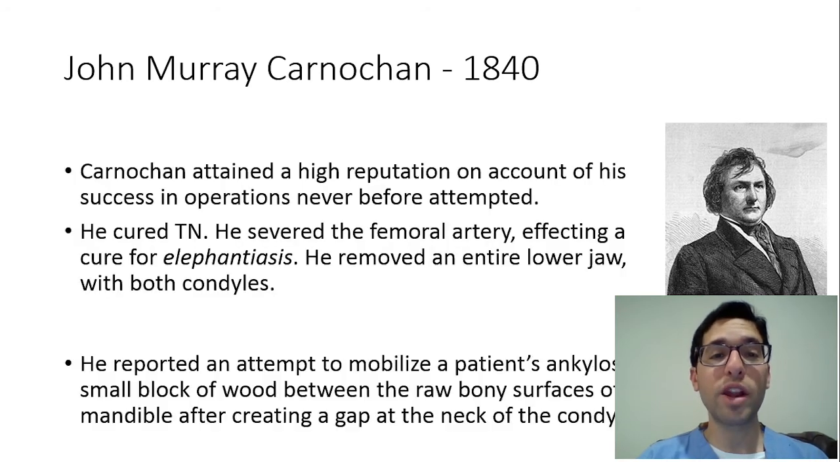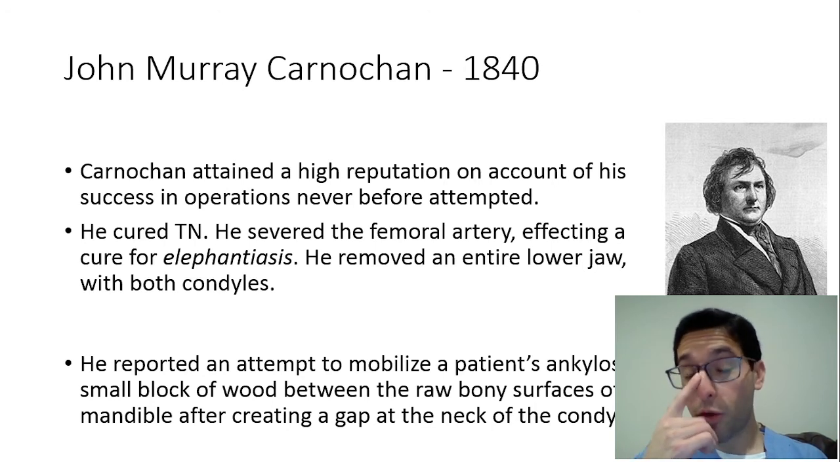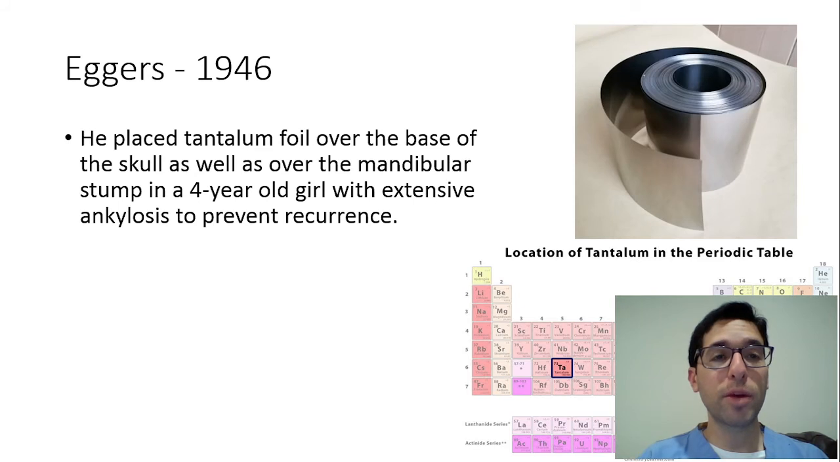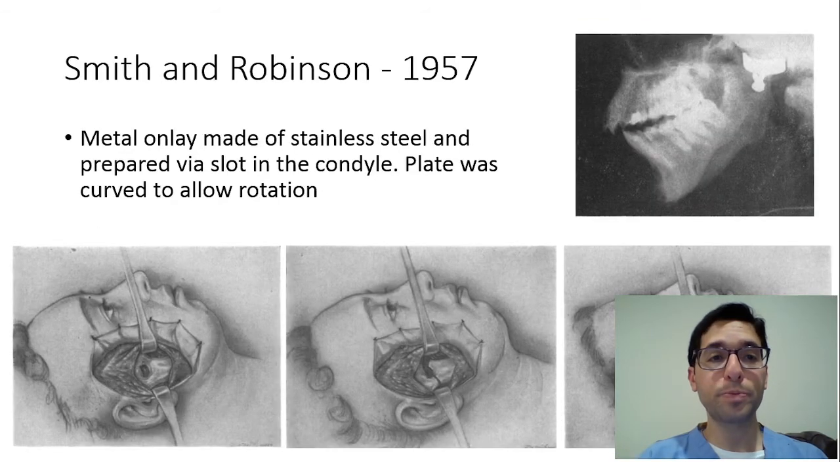He was kind of a cowboy, and he did some incredible surgery. He was the first person, all the way back in 1840, to put a wood block between the raw surfaces of the mandible, so he did a gap arthroplasty. He stuck a piece of wood in between, which is kind of crazy to think about at the time, but his goal was to prevent re-ankylosis. That's followed up by Dr. Eggers in '46, who put in metal, tantalum foil, and that was also to prevent recurrence.